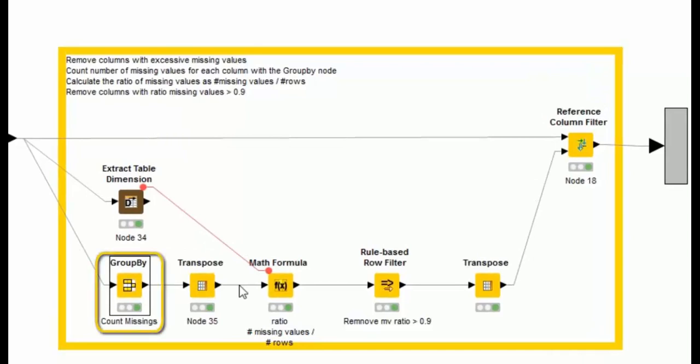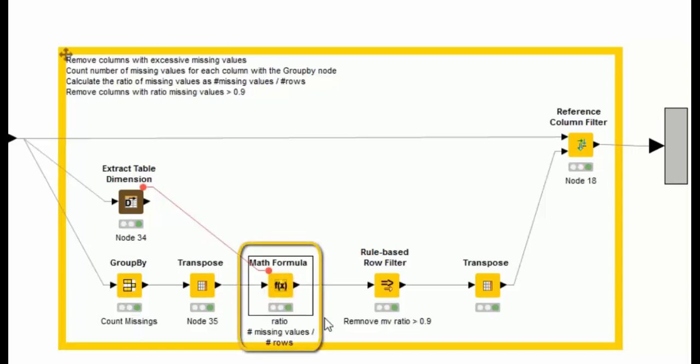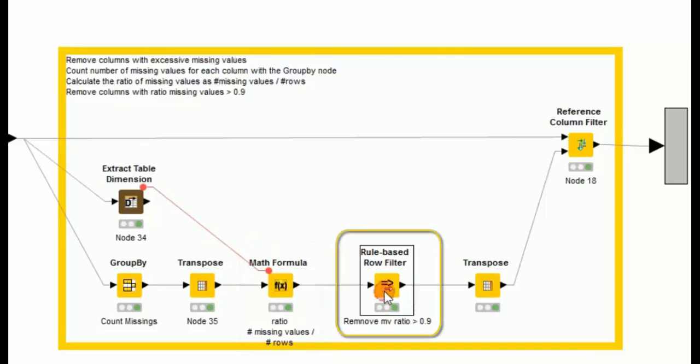This node counts the number of missing values for each column. This node calculates the ratio of the number of missing values with respect to the number of rows. And this node decides whether the column has to be kept or rejected.